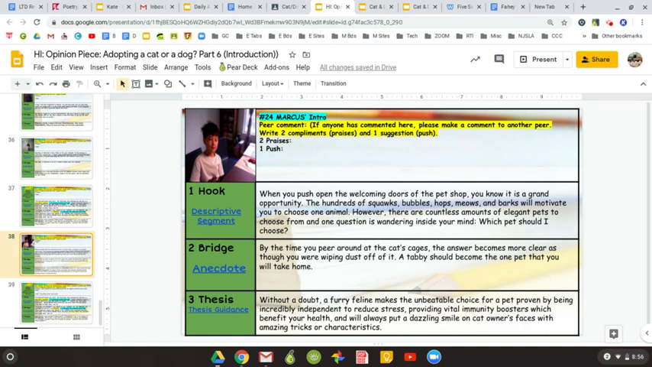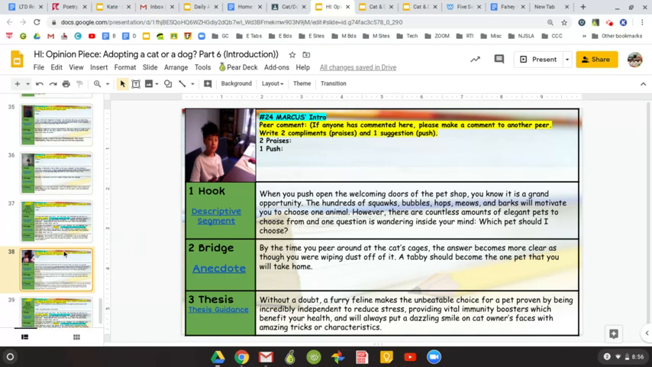It was a great idea about a pet shop. So you can think about, if you're walking into a pet shop, what does it look like? What does it sound like? There looks like there's some sensory details in here as well.